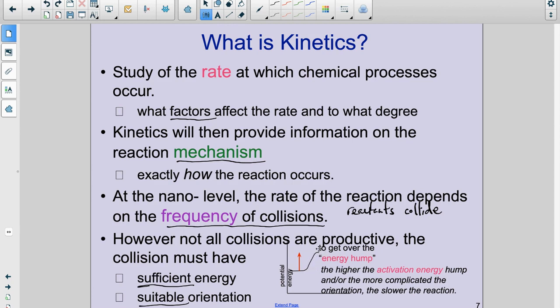And the higher this energy barrier or this activation energy is, the harder and harder it is for collisions to be productive and make the products. That makes the reaction slower as this activation energy gets higher and higher.